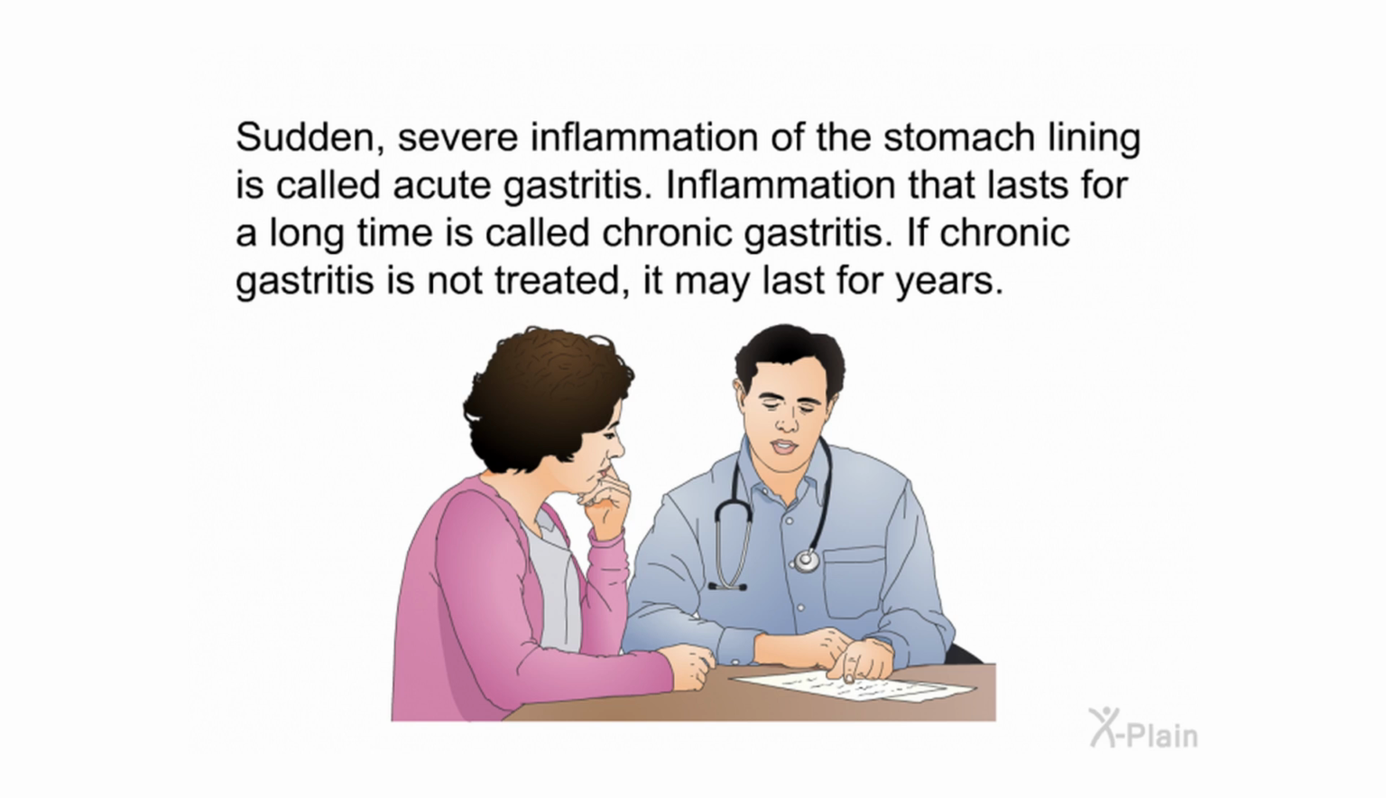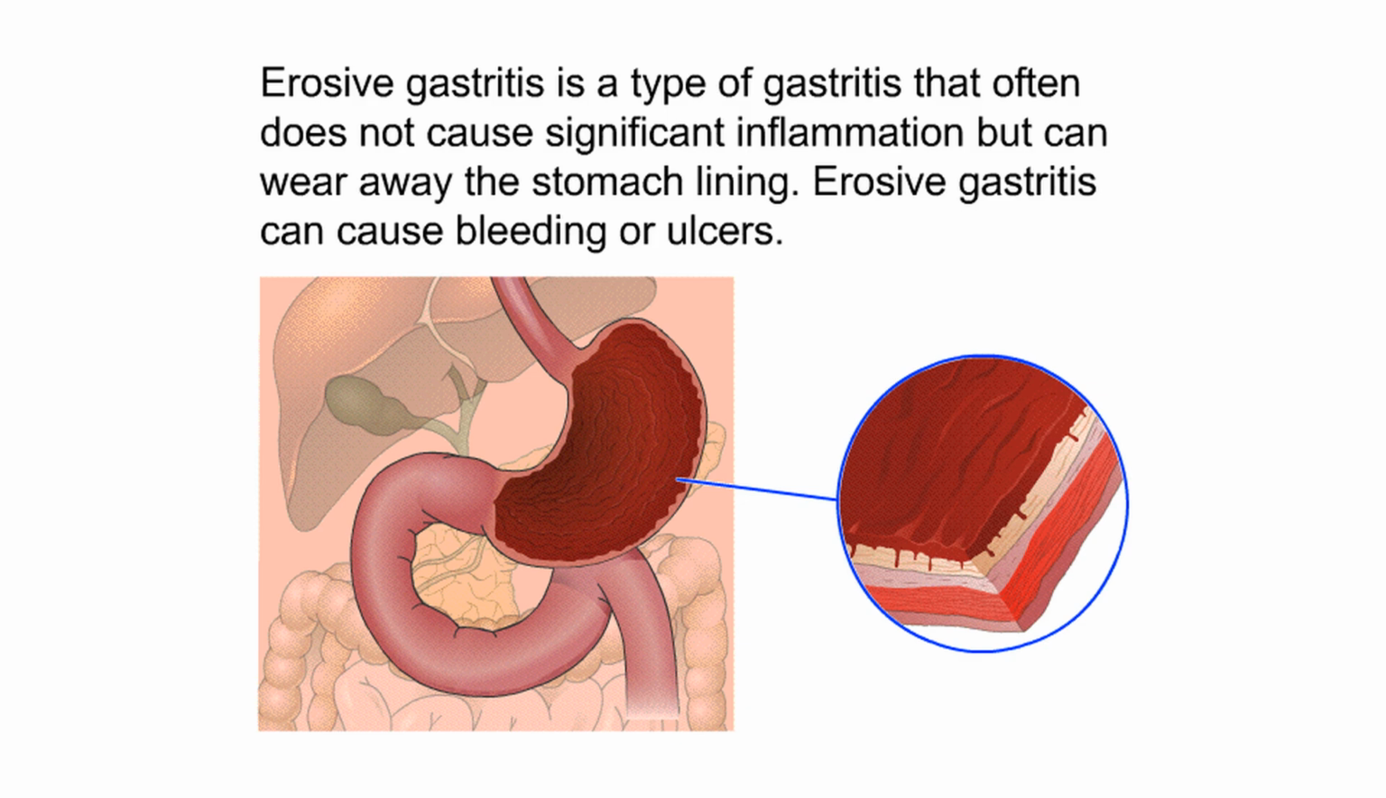Sudden severe inflammation of the stomach lining is called acute gastritis. Inflammation that lasts for a long time is called chronic gastritis. If chronic gastritis is not treated, it may last for years. Erosive gastritis is a type of gastritis that often does not cause significant inflammation, but can wear away the stomach lining. Erosive gastritis can cause bleeding or ulcers.